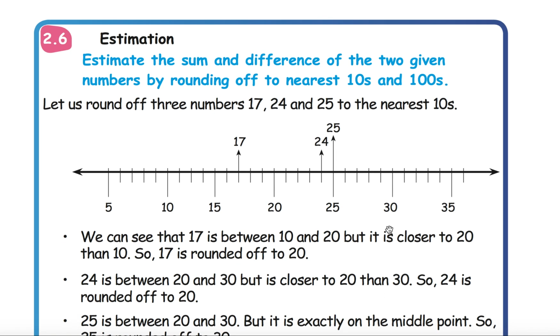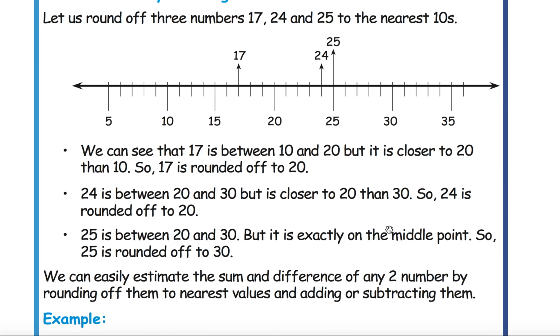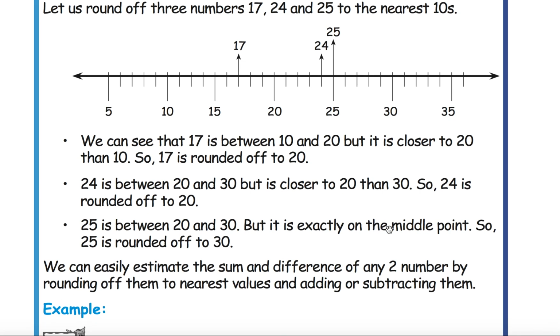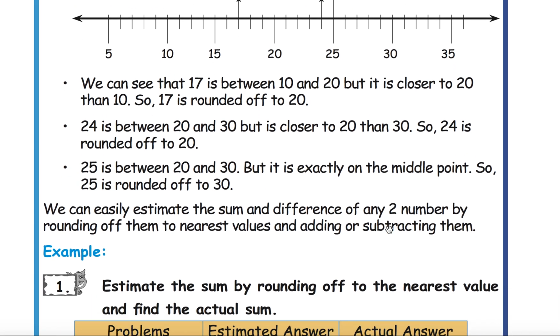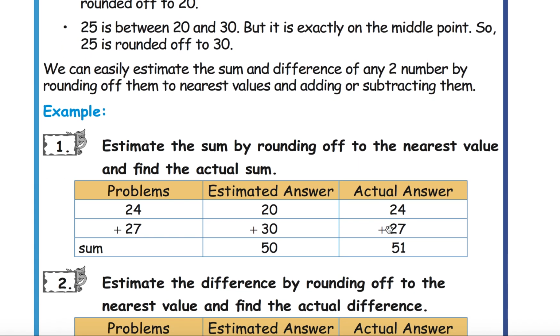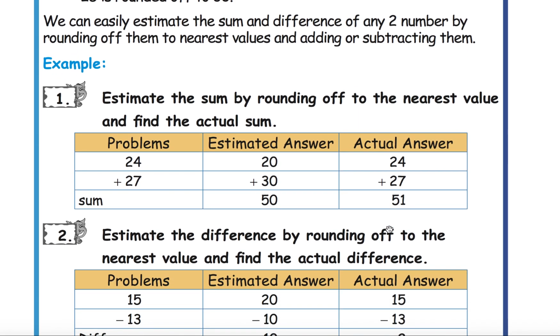Estimate the sum and difference of the two given numbers by rounding off to nearest tens and hundreds. We can see that 17 is between 10 and 20, but it is closer to 20 than 10. 17 is rounded up to 20. 24 is between 20 and 30, closer to 20, it is rounded to 20. Estimate the sum by rounding off to the nearest value and find the actual sum.